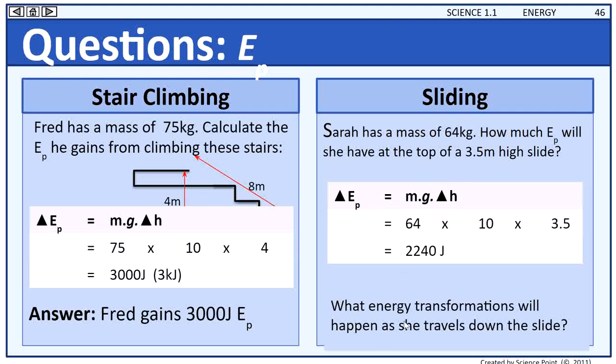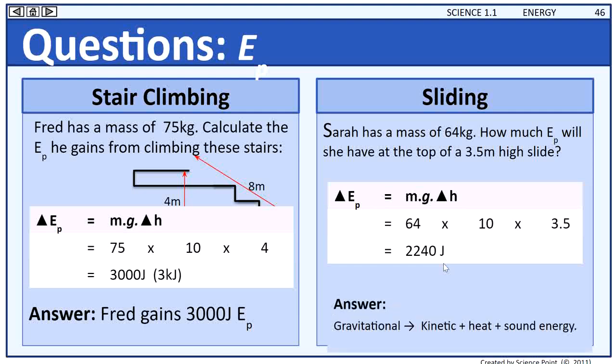Now here is an important question. What energy transformations will happen as she travels down the slide? Well, as she goes down the slide, her height will decrease, so she's going to lose gravitational potential energy. That's going to decrease, and it's going to be transformed into other forms. What is it? The gravitational potential energy, first and foremost, is going to be changed into kinetic. Kinetic energy being the energy that moving things have. So she's going to increase her speed as she goes down the slide, so her kinetic energy is going to increase. There's also going to be a bit of heat.